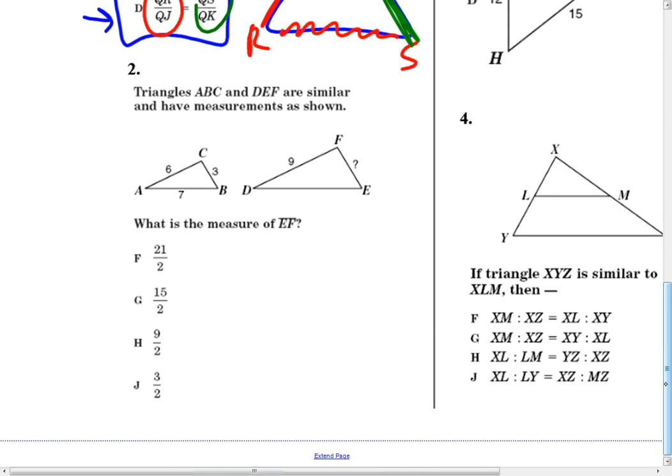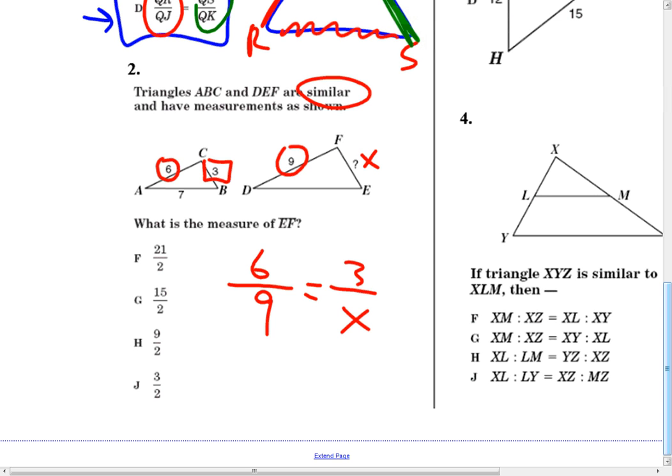This is already shown to be similar. That means I can do a proportion. 6 corresponds to 9. I have to have something that's complete with 2 corresponding sides. 3 corresponds to my missing side. 6x equals 27. X equals 27 over 6. Looks like I have some reduced fractions here. What is 27 over 6 reduced to? 9 over 2.